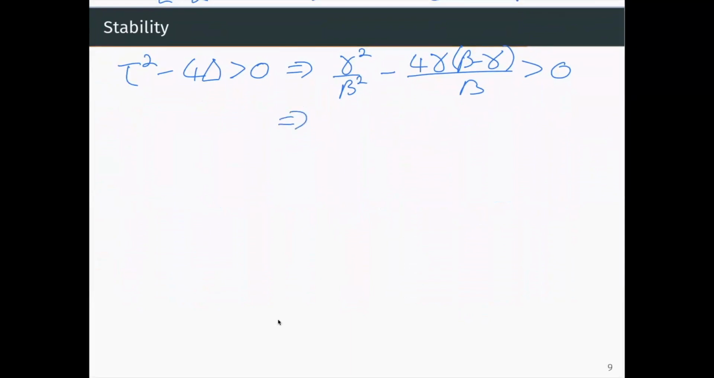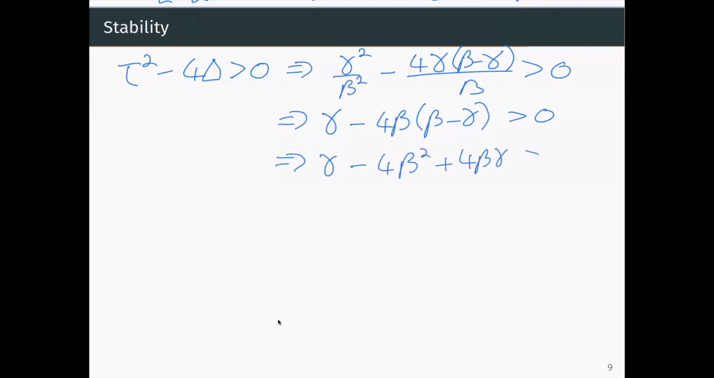Okay, so we need to do a bit of manipulation here. I can multiply throughout by beta squared because beta is positive, and that doesn't change the sign of the inequality. And I can also divide through by gamma for the same reason. So we're going to have gamma minus 4 beta, that's by beta minus gamma. We need this to be positive. I can expand out that bracket to get gamma minus 4 beta squared plus 4 beta gamma. And I can take that 4 beta squared over to the other side. So we're going to have gamma plus 4 beta gamma got to be greater than 4 beta squared.